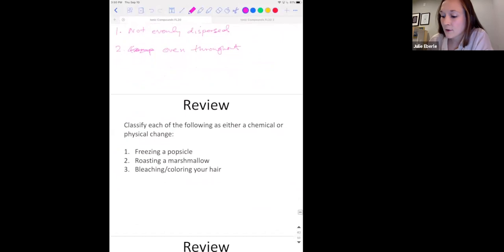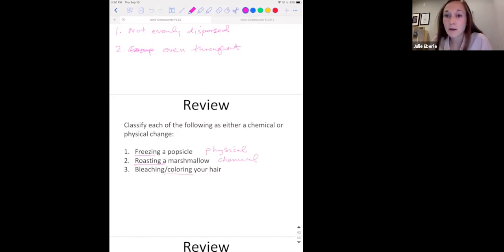Classify each of the following as either chemical or physical. So there's key words here that indicate what each change is. Freezing. This is a change of state from liquid to solid. So this is just a physical change. Roasting indicates fire is involved. Any type of fire, combustion, explosion, roasting, toasting. This is a chemical change. Your marshmallow is not the same color when you get done roasting it.